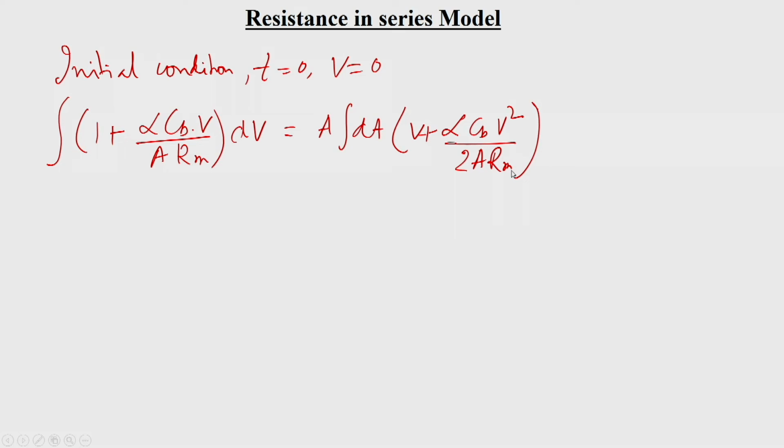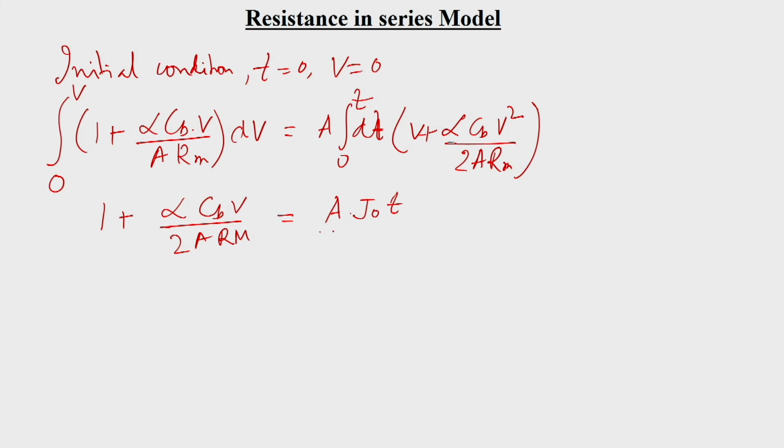Okay. So, when V is equal to 0, time t is equal to 0, and when time t is equal to t, the volume will be V. So, from here we can say 1 plus alpha into C b into V by 2 A R m is equal to A into J 0 into T by V. Okay.